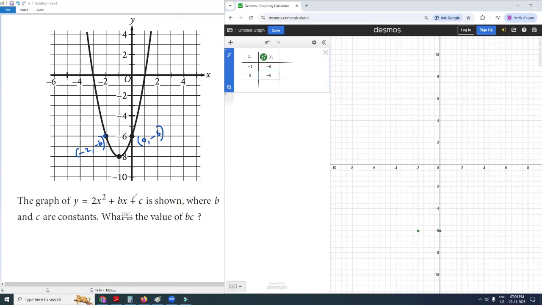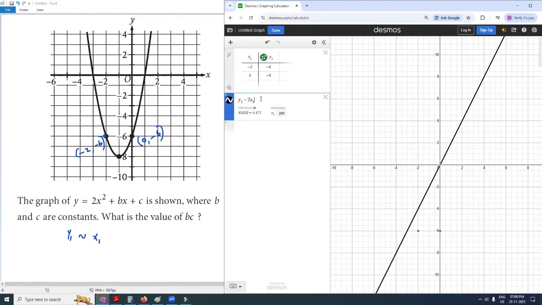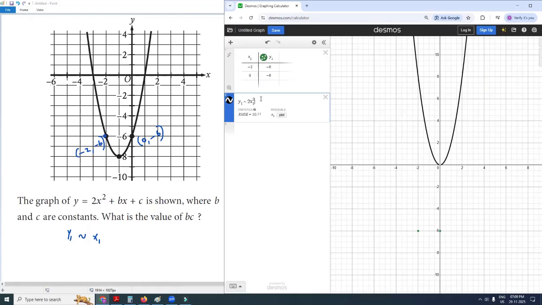In that case, when I take this function as input in Desmos, for y I have to use y1, and for x I have to use x1, and for this equal sign I have to use the tilde sign. Now let me take this equation in Desmos. For y, let me take y1, and for the equal sign we have to use a tilde sign. Then 2 times x1 squared, then plus b times x1 plus c.